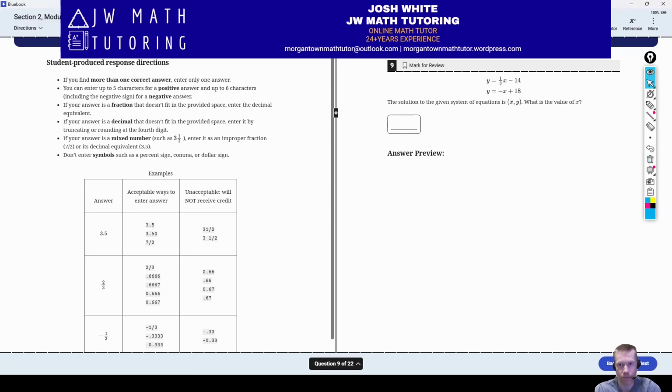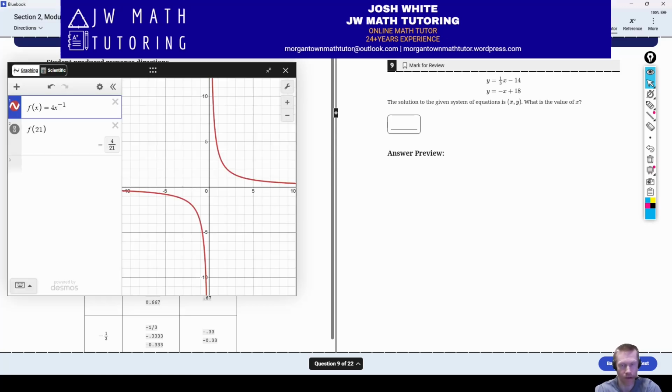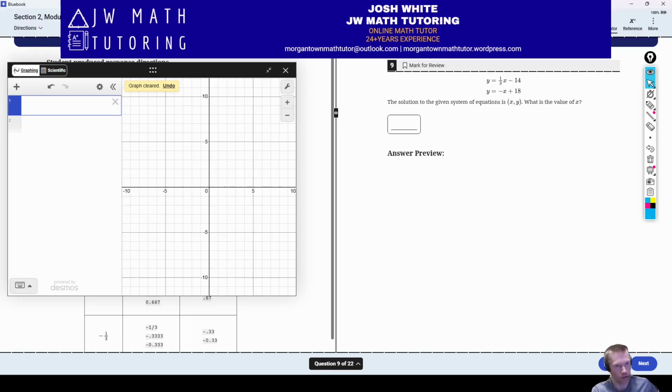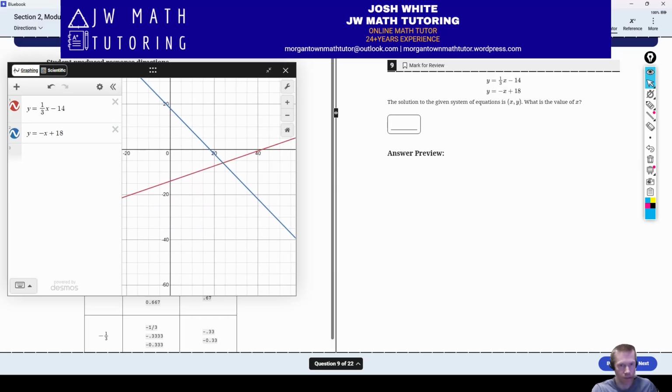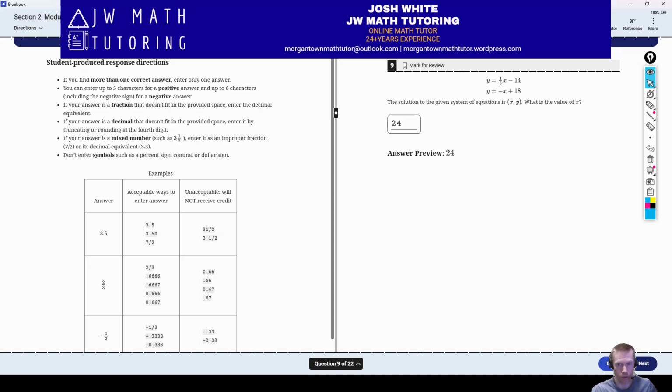Next up, we have a system of equations. What's the solution to this? I'm just going to go to Desmos. You could set them equal to each other and technically use substitution, but because we have these fractions, it can kind of be a pain to solve. So I am just going to type them out, see where they intersect, and we want the x value right here. So where do they intersect? 24, -6. The x value is 24. That's it. Don't need to do any more work.